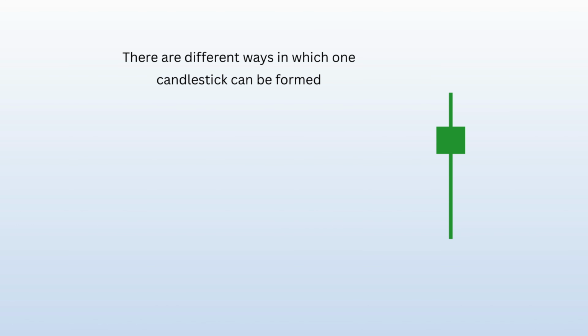Because it turns out that there are different ways in which one single candlestick can be formed. For the candlestick that you see on screen right now, it is very possible that the price opened, then the buyer stepped in, pushing the price all the way up. Then the seller stepped in, pushing the price all the way down. And then the buyer stepped in again, closing the price higher than it opened, resulting in this green bullish candlestick.